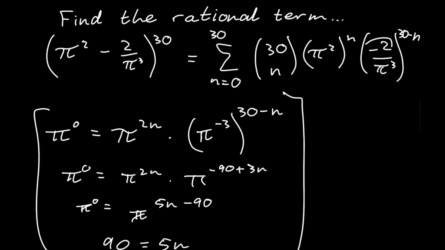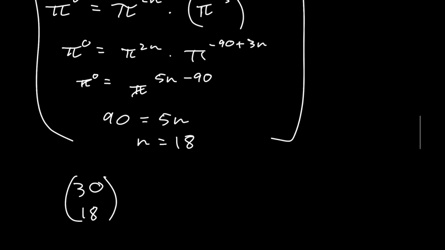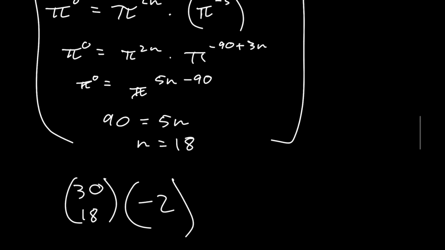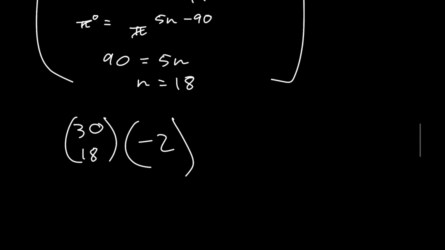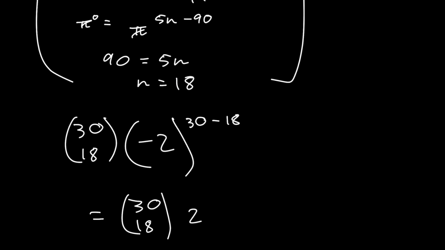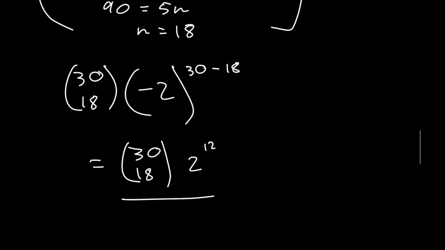And we'll just focus now on this negative 2. So we have negative 2 to the power of 30 minus n, which is 30 minus 18. So we essentially have 30 choose 18 times negative 2 to the 12. And since negative 2 is raised to an even power, it's going to become positive, so it will no longer be negative 2, it will be 2. So we can just go ahead and write 2 to the power of 12. And that's going to be the rational term in the expansion.